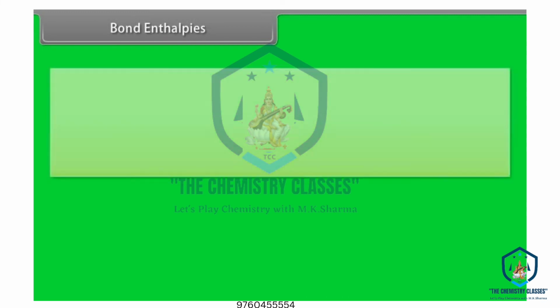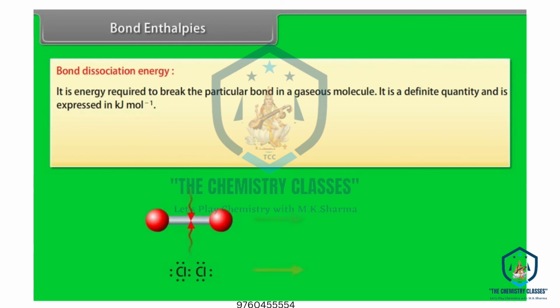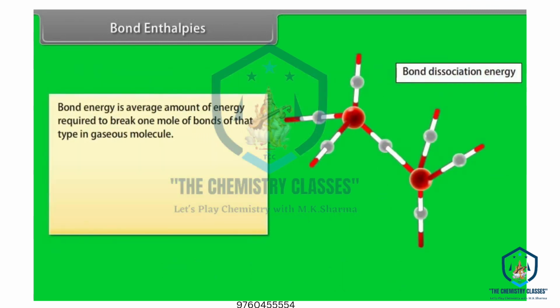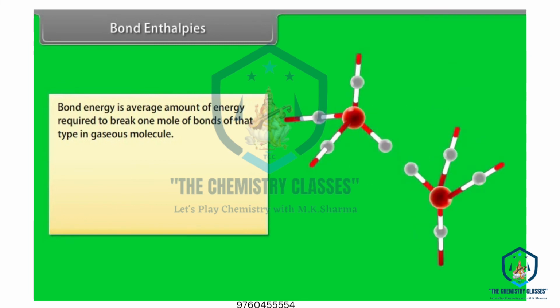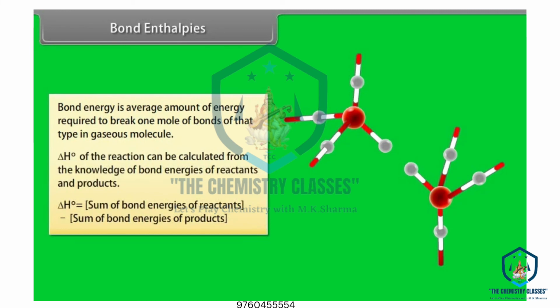Bond enthalpies. Bond dissociation energy is defined as the energy required to break the particular bond in a gaseous molecule. It is a definite quantity and is expressed in kilojoule per mole. In a diatomic molecule, the term bond dissociation energy is the same as bond energy, but in a polyatomic molecule having more than one similar bond, the term bond dissociation energy is not the same as bond energy. Bond energy is the average amount of energy required to break 1 mole of bonds of that type in a gaseous molecule. Delta H not of the reaction can be calculated from the knowledge of bond energies of reactants and products.